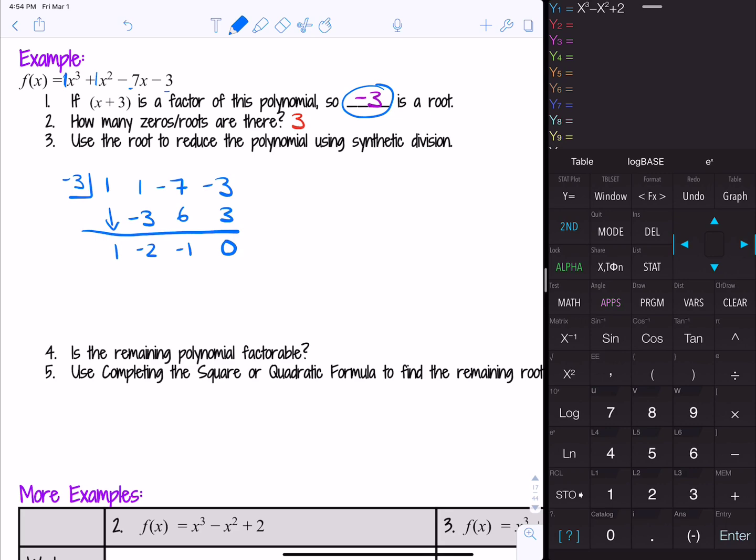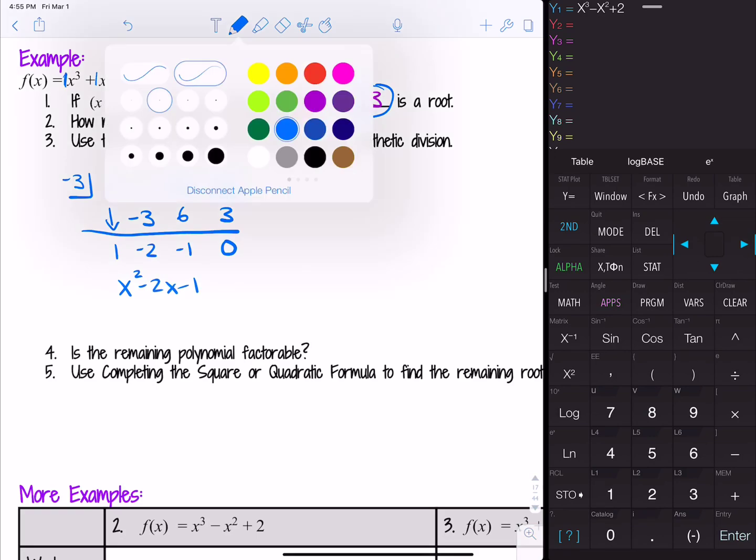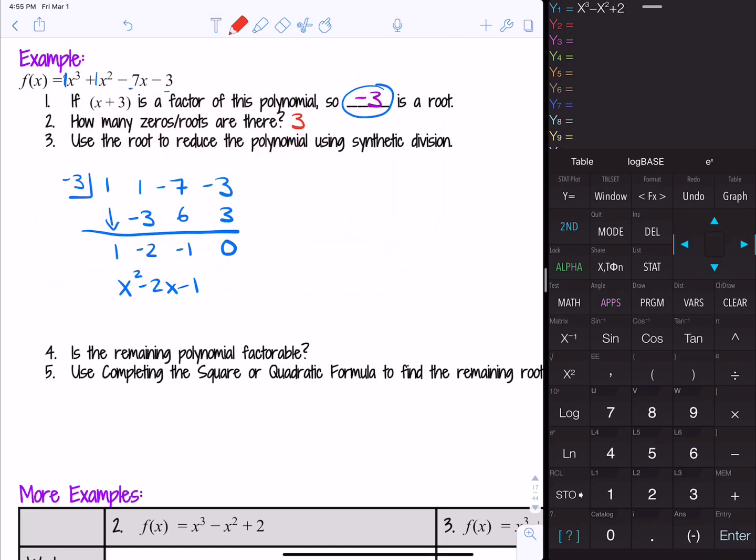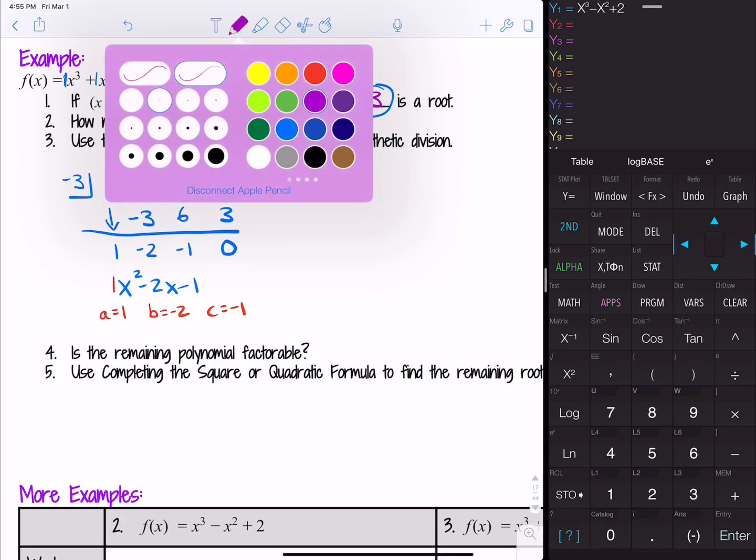And so what we have left is a quadratic equation. We have x squared minus 2x minus 1. So we're going to pick out a, b, and c. A is the one in front of the quadratic term, b is negative 2, and c is negative 1. We're going to set up the quadratic formula and plug those in.